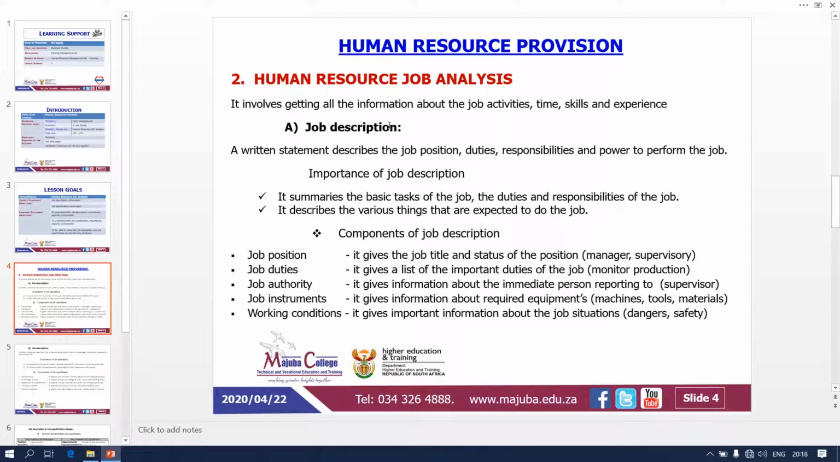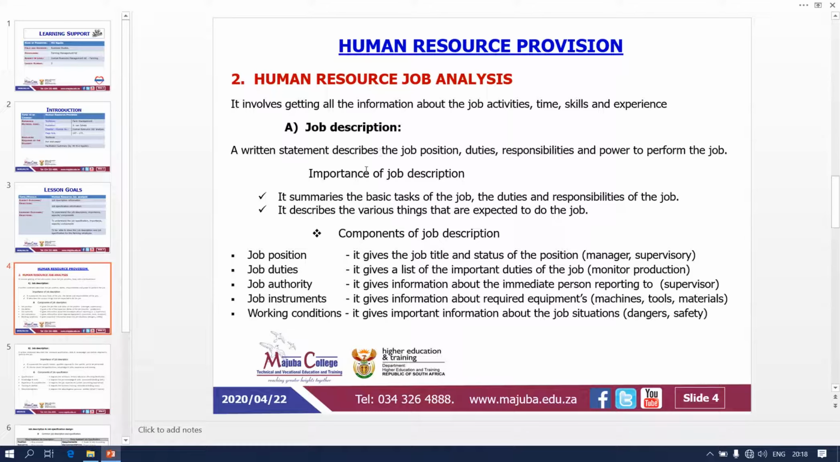Right. What is a job description? It's a written document or statement describing the job position, duties, responsibility, and the power, which is authority to perform the duties. Right. So this is where you are going to report in terms of who is mentioned as having power.